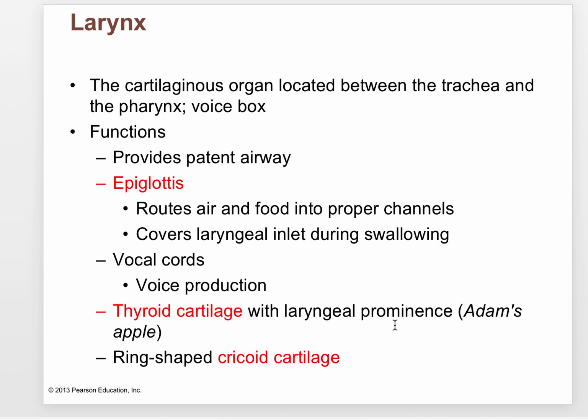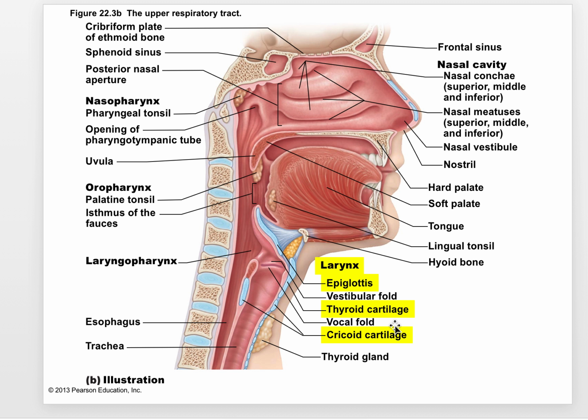There's cartilage in the larynx. There's a thyroid cartilage, which gives a prominent Adam's apple, and the ring-shaped cricoid cartilage. Here's pictures of the same structures. The epiglottis. It looks like a thumb almost. It goes down when you swallow. This opens up and lets the food go down to the esophagus.